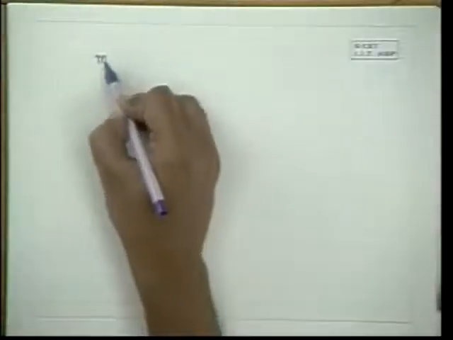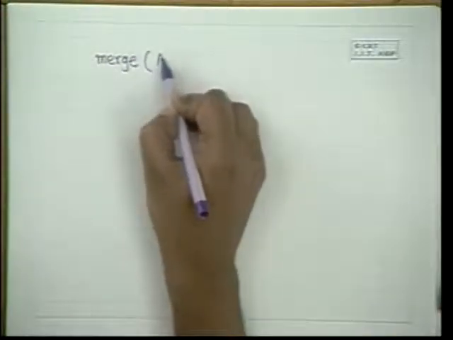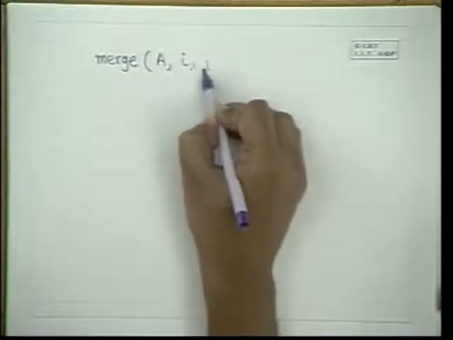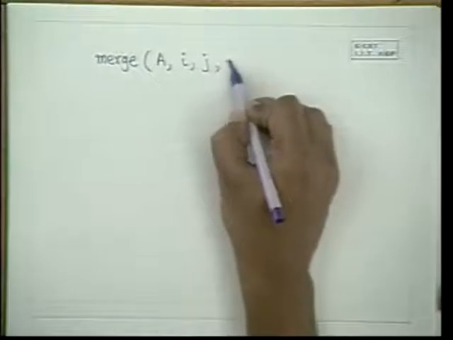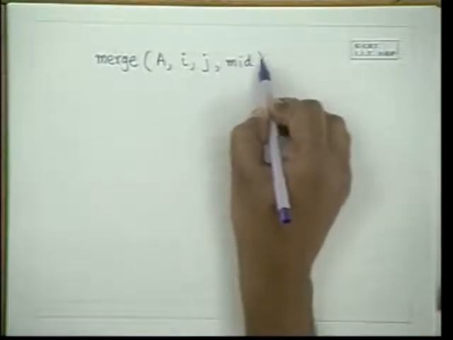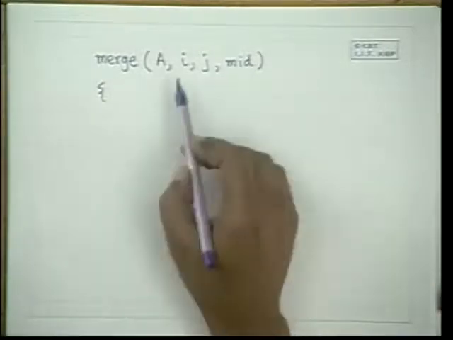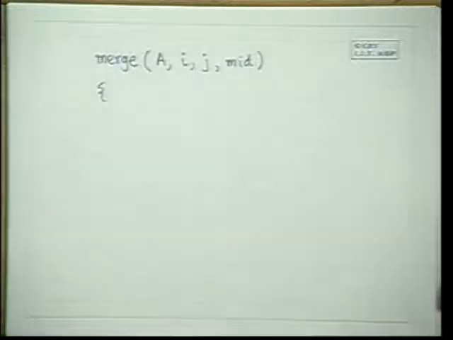Now let us come to the merge routine. The merge routine takes the array A, the index I, the index J, and mid. And what is it supposed to do? It is supposed to sort it. Now let us see how we would do it by hand.